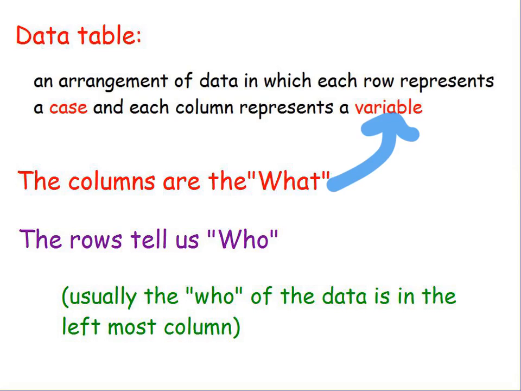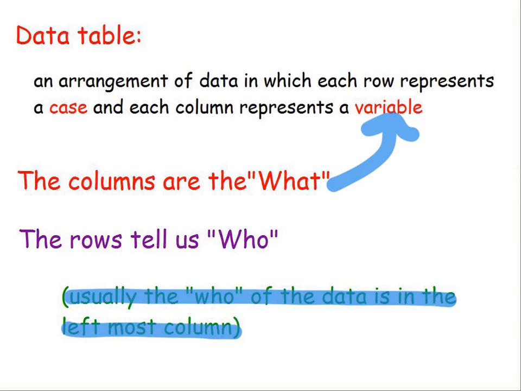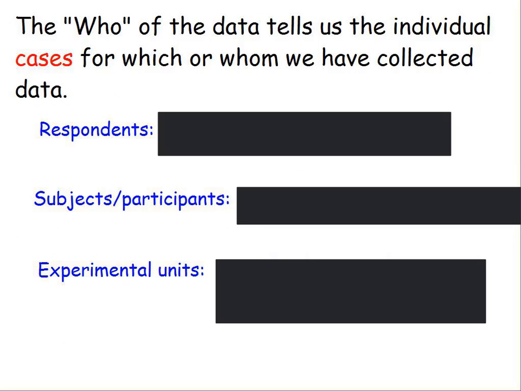So each row is a separate who or individual that we are studying. Now, usually the who of the data is the leftmost column. Not always, but that is usually. Usually we state the who's first, whether it's people or animals or whatever it is that we're collecting. That's typically your first column. Now we have a few more vocab words here. The who of the data tells us the individual cases for which or whom we've collected data.